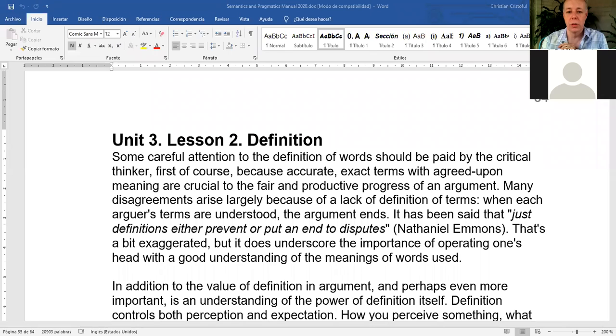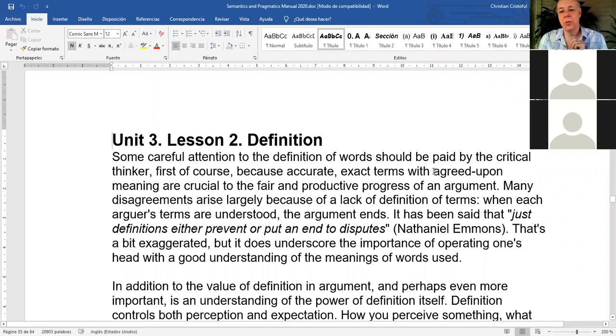Okay. So I'm going to start sharing my screen with you. This is Unit 3, Lesson 2, definition. Let me know when you can see it. We can see it now. Very good. So, Lesson 2, definition. This is page 34 in my manual, but you know I have different pages for manual.